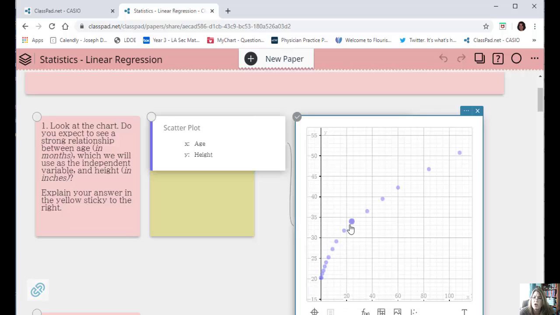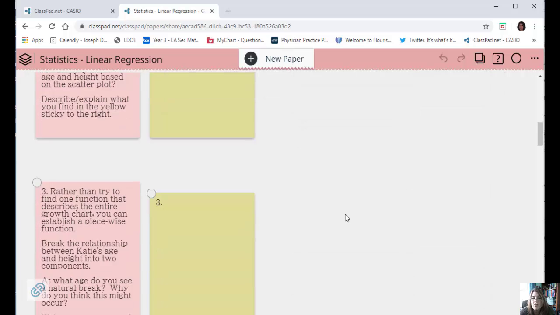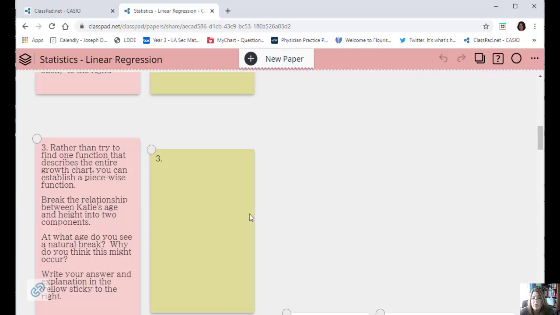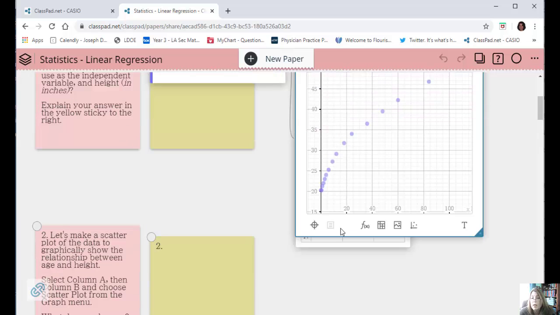It kind of looks like it starts off as a curve, but then it kind of linears out. It looks like it's more constant the older she gets. So what kind of things are you noticing from the graph? They're going to be answering questions there. Then they're going to see if there is a nice break between here. Right here when she's first growing, it does seem like she's getting taller faster, but then it sort of seems to even out, going at a slower, steady rate right here. So is there a nice break where you could maybe look at these as a piecewise function? So we talk about piecewise functions.